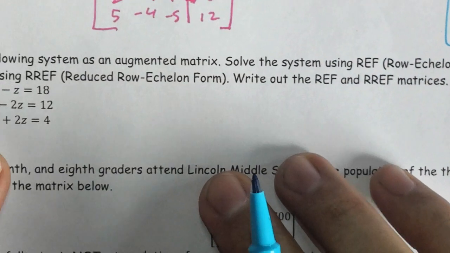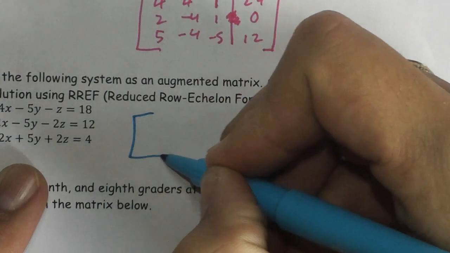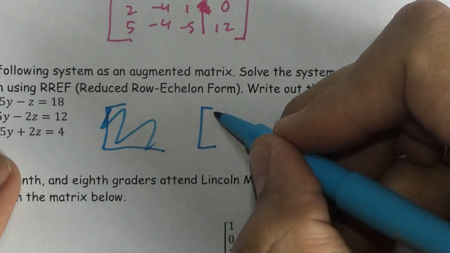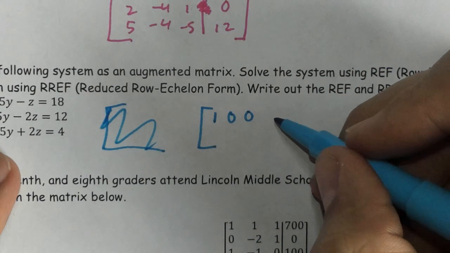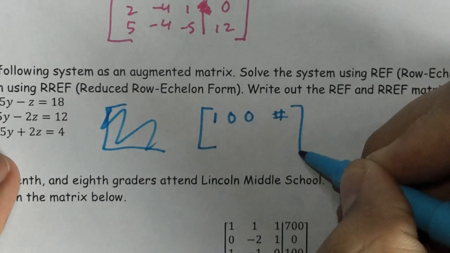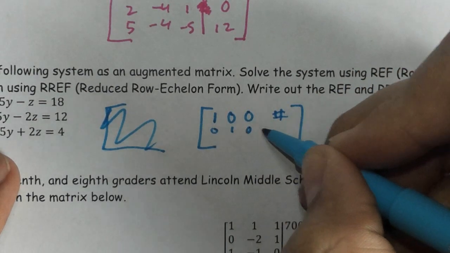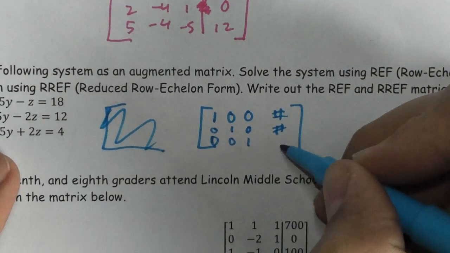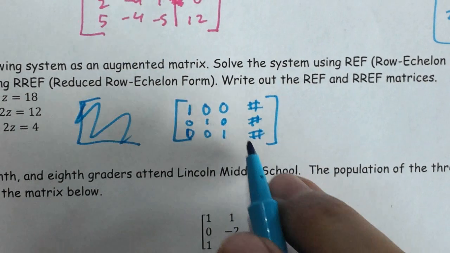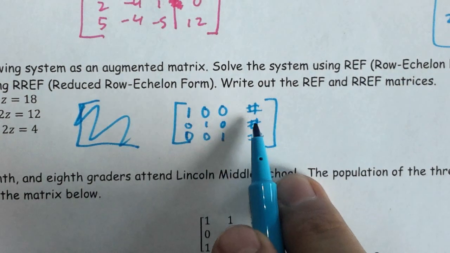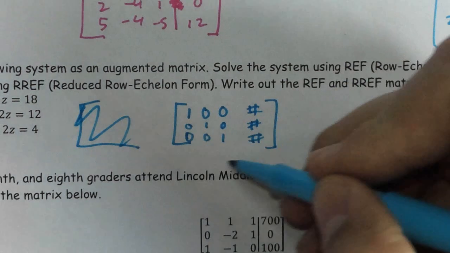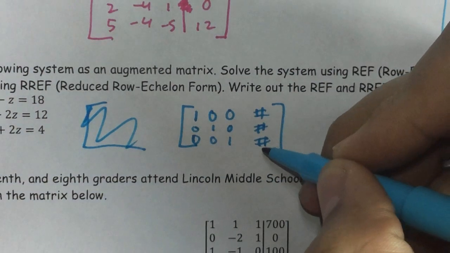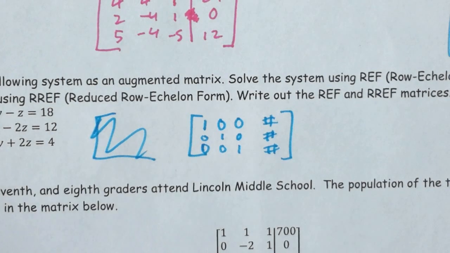If I want the solution in row echelon form, it's going to look like this: 1, 0, 0, and then a number. I don't know what that number is. Then it's going to be 0, 1, 0, and a number. And this is going to be 0, 0, 1, and a number. Those are my solutions. X is equal to this, Y is equal to this, Z is equal to this. That's what I'm looking for in here. You plug in your calculator, you figure out what these numbers are.